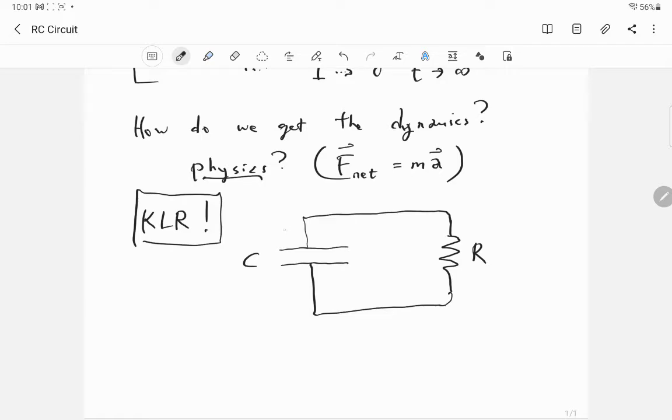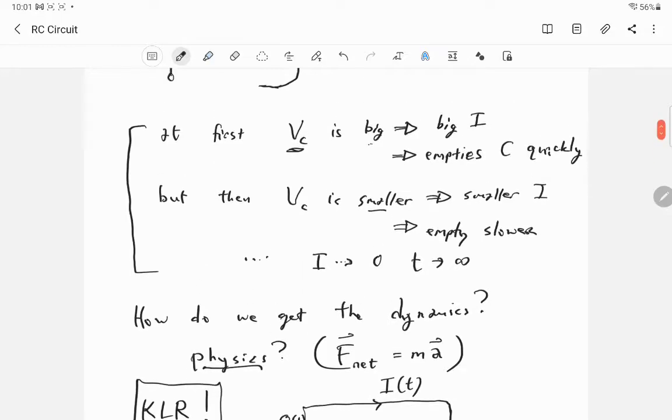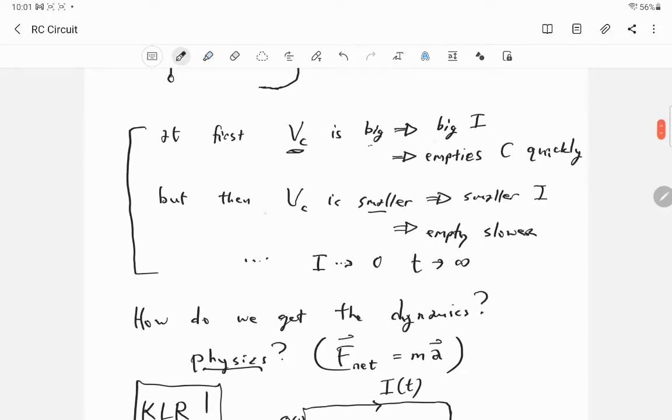And this thing actually has a charge separated that is a function of time. And there is a current in the circuit that is a function of time, right? We just did some basic physics, some conceptual thinking, and said, well, we'll have a large current at the beginning and a smaller current later.